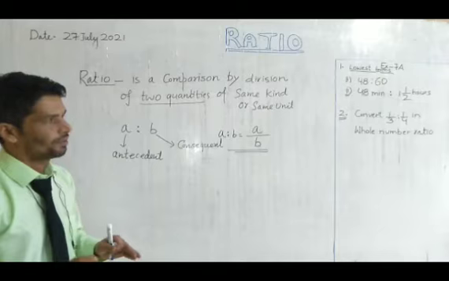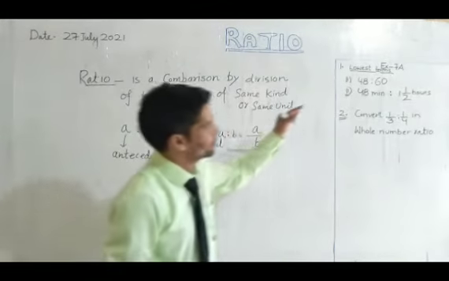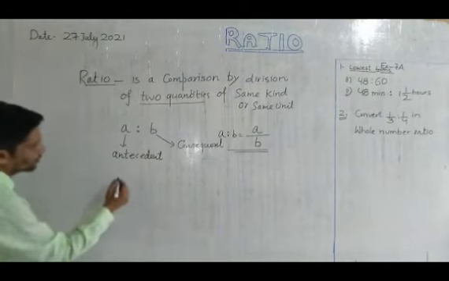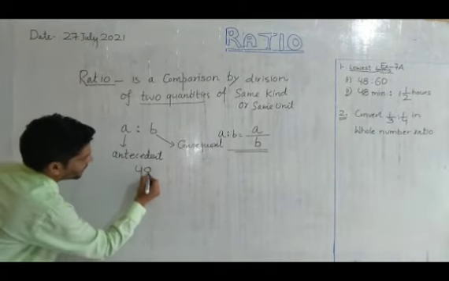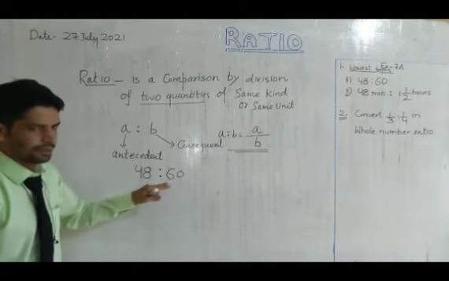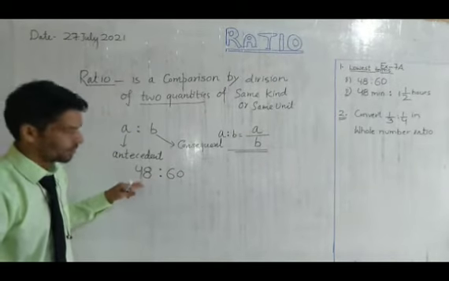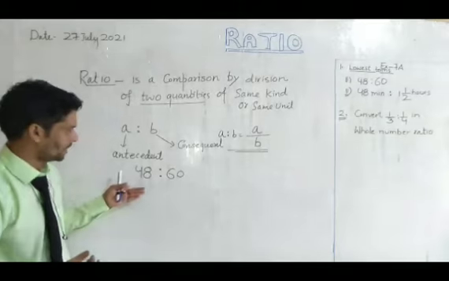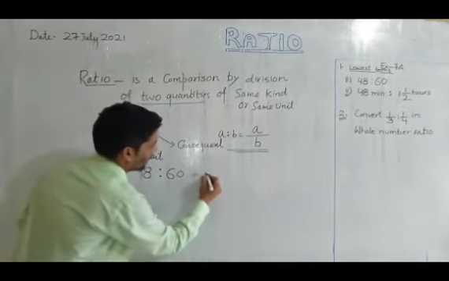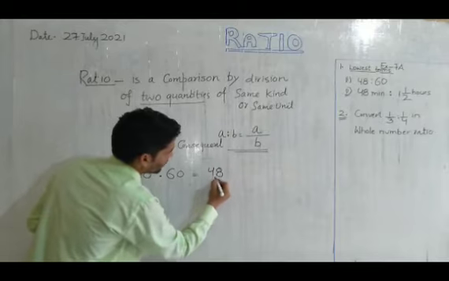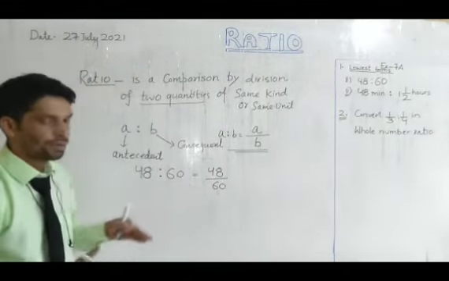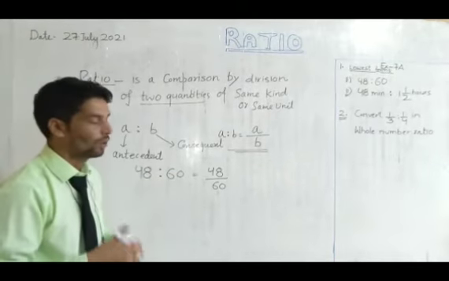For example, from your exercise 7a, first question is lowest term. Here 48 ratio 60 is given. Both are the same kind because both are unitless. So we can calculate the ratio between these two. We can write 48 divided by 60. Now we have to convert these into lowest term.